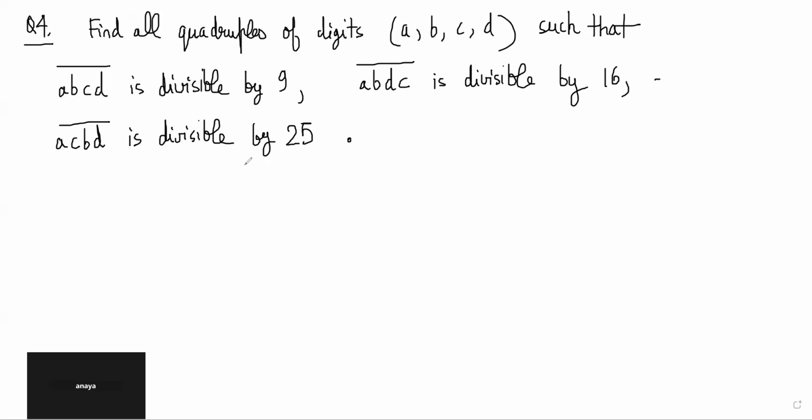It will be useful for you to remember that whenever a number is divisible by 25, the last two digits of it must be divisible by 25. Basically, it has to be 00, 25, 50, or 75. Okay.